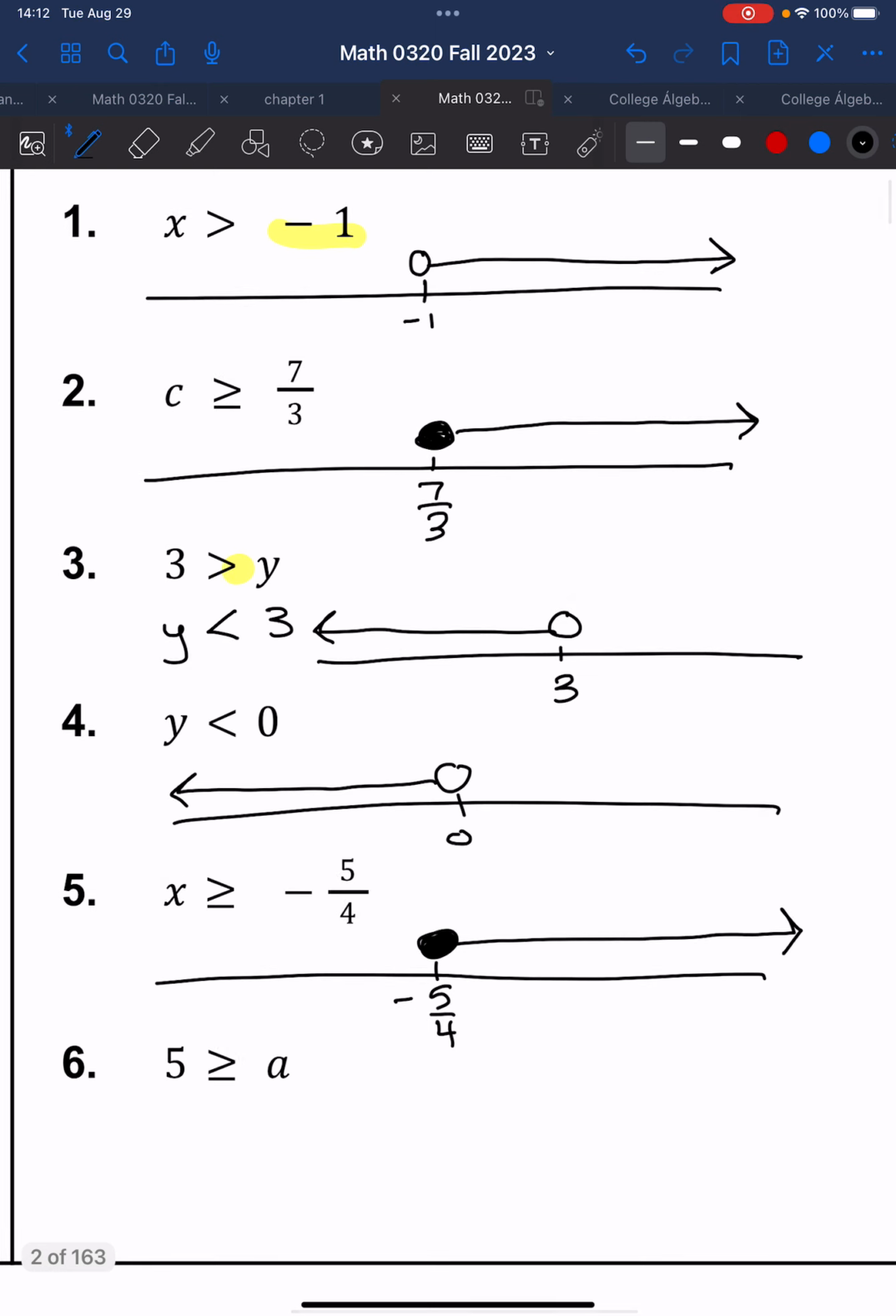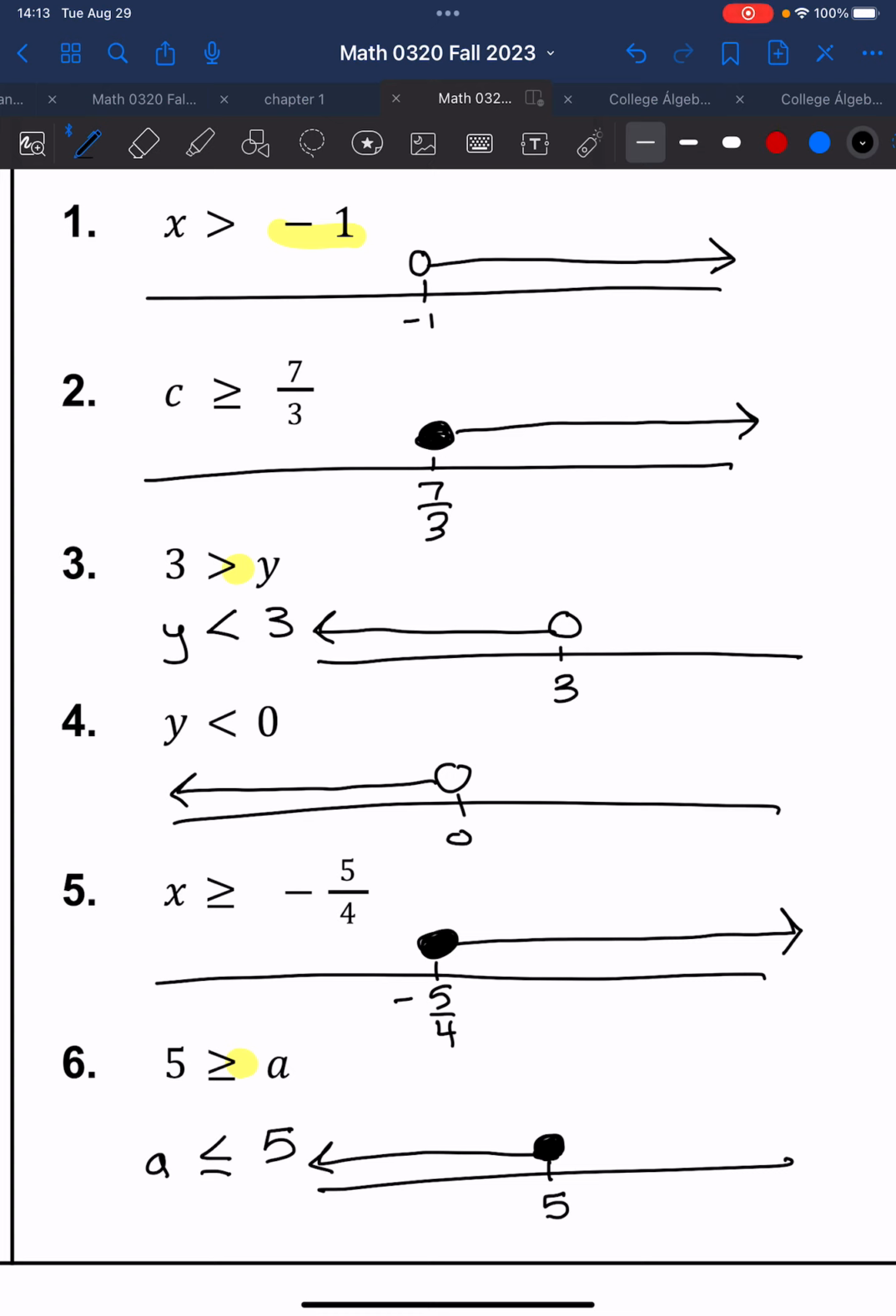And then lastly on number 6, notice that our variable is on the wrong side. So I'm going to arrange this where my variable a is now on the correct side. Notice that my inequality is pointing towards the a, so I need to make sure that it continues to point towards the a. So I now have a is less than or equal to 5. I draw my number line, plot my number 5. Less than tells me I'm going to the left. Equal to tells me that is a closed dot.